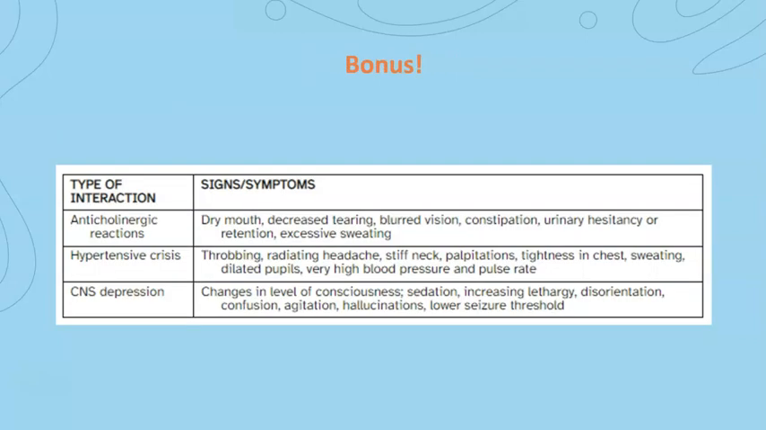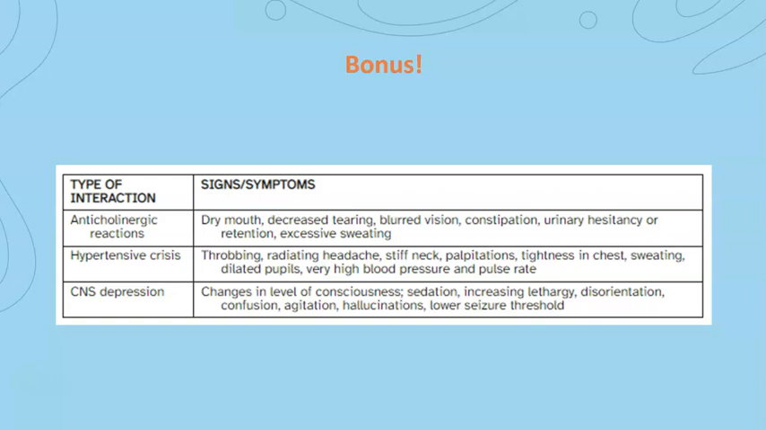Bonus slide, in case y'all didn't see this. So anticholinergic reaction, right? We see dry mouth, decreased tearing, blurred vision, constipation, urinary hesitancy or retention, and excessive sweating. Can't see, can't pee, can't poop, can't spit. Hypertensive crisis, right? Throbbing, radiating headaches, the stiff neck, the palpitations, tightness in the chest, sweating, high blood pressure and pulse.